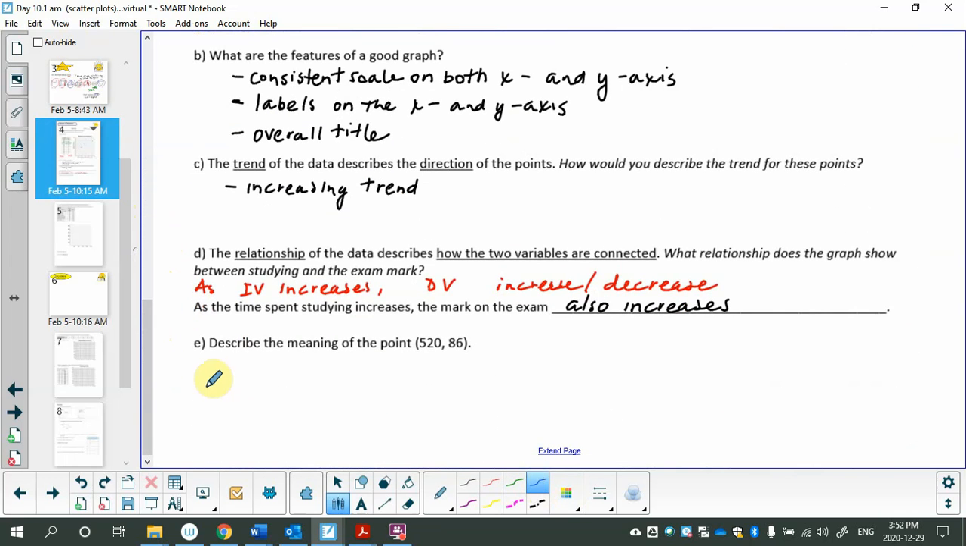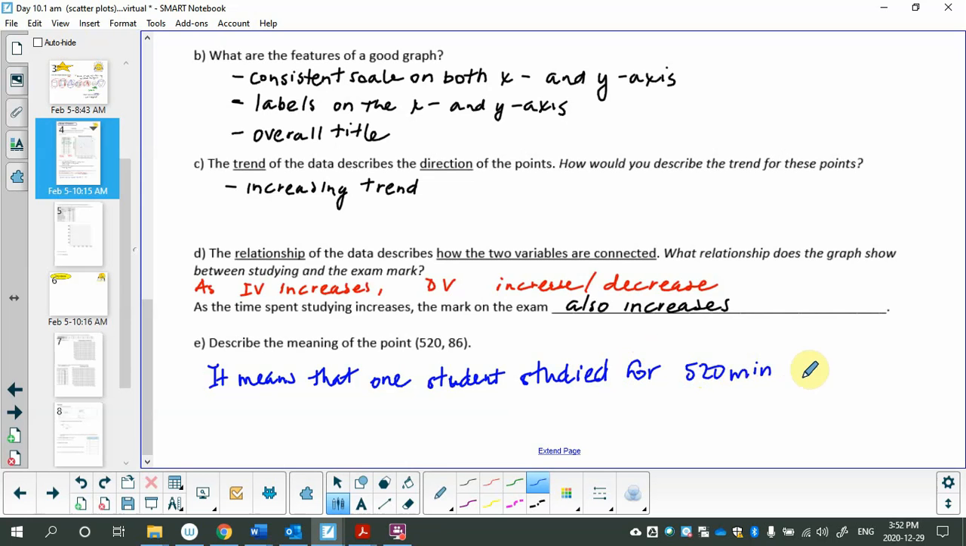So down here, I'm going to write, it means that one student studied for 520 minutes, so not hours, minutes, and earned 86% on the exam.